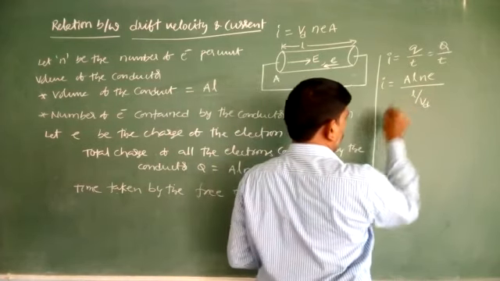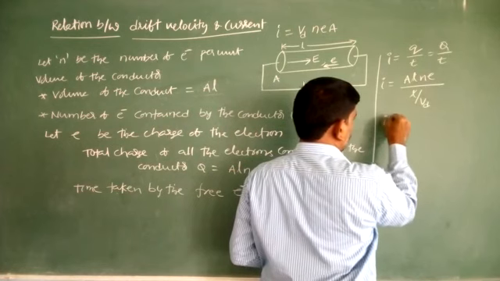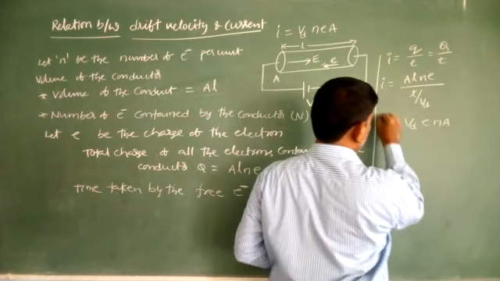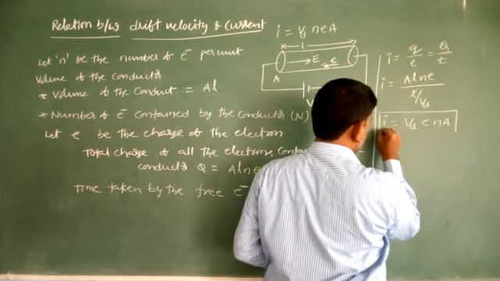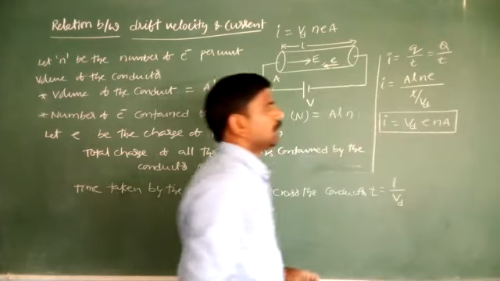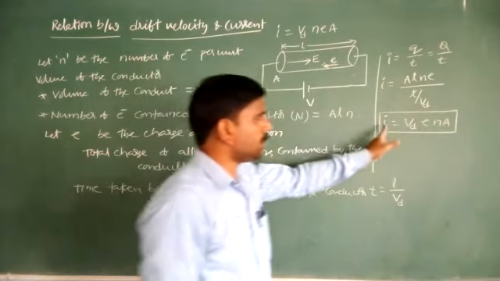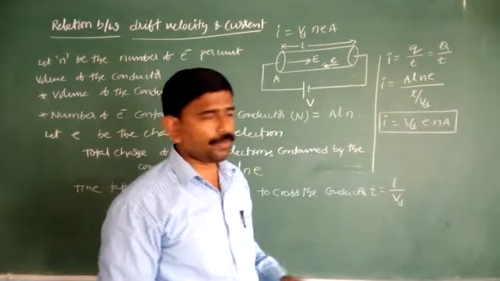From this one, L cancels. From this one, I is equal to Vd ENA. I is equal to Vd ENA. This is the relation between the drift velocity and current.